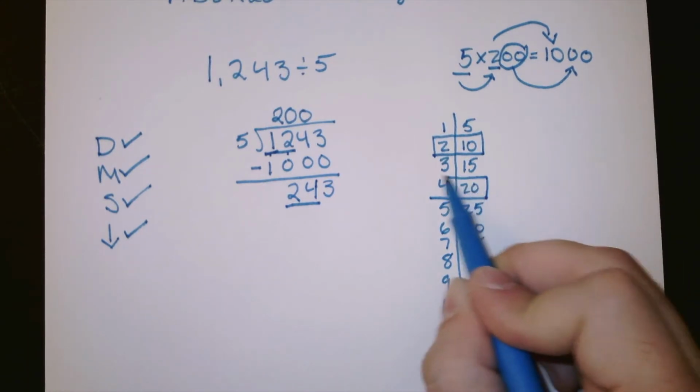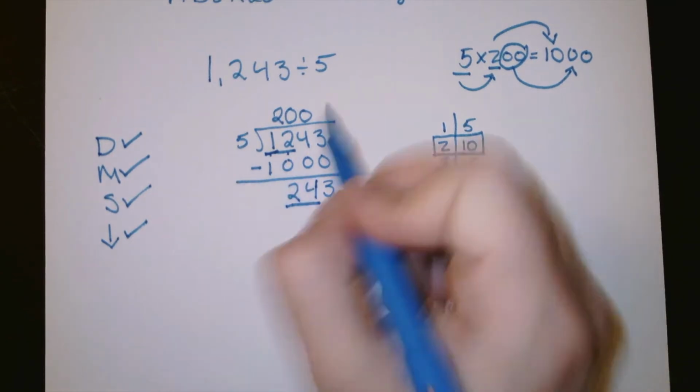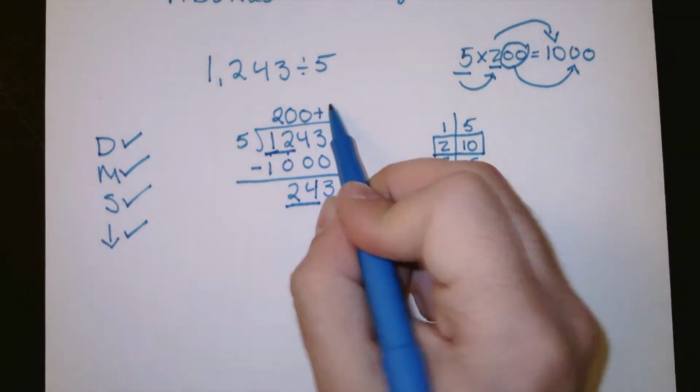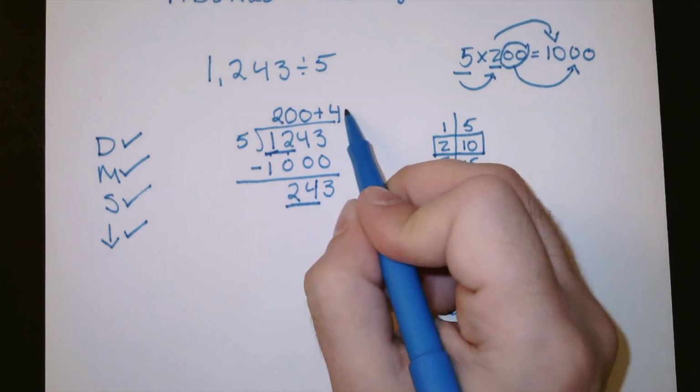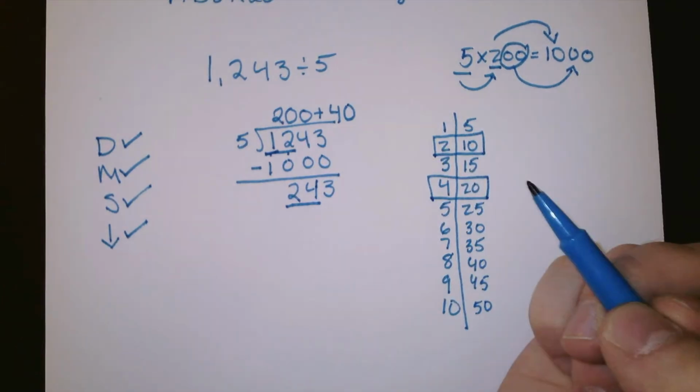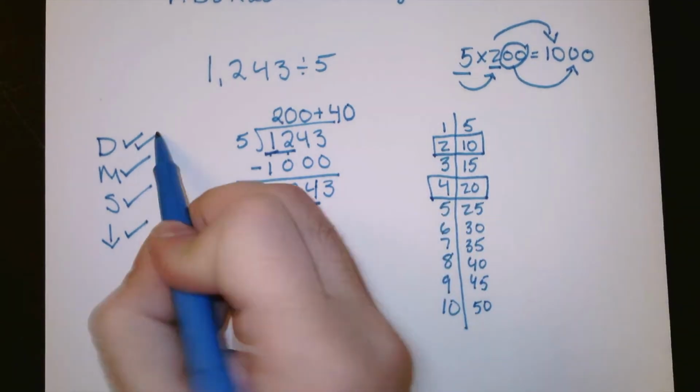So I go up here. 24 divided by 5 is equal to 4. Put that there. But because this was 24 tens divided by 5, that means this is 4 tenths, and 4 tenths is a value of 40. That was divide. Let's keep going.